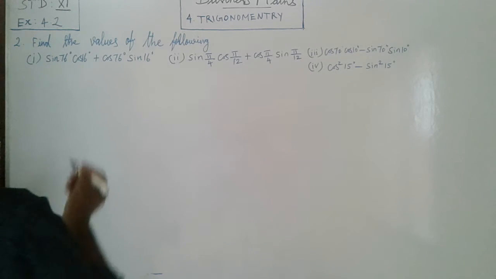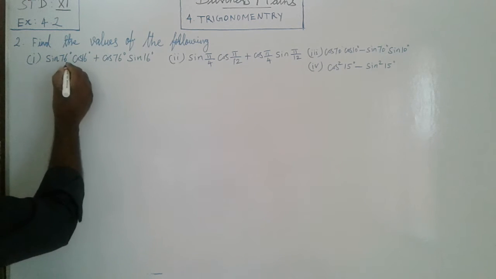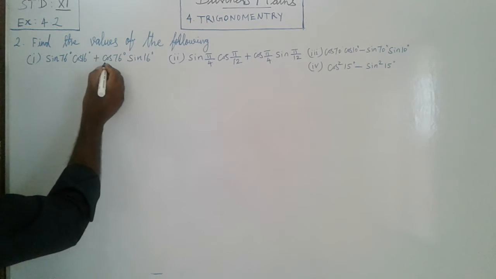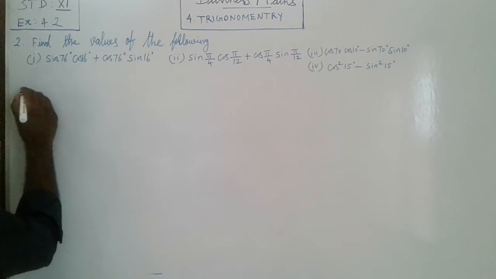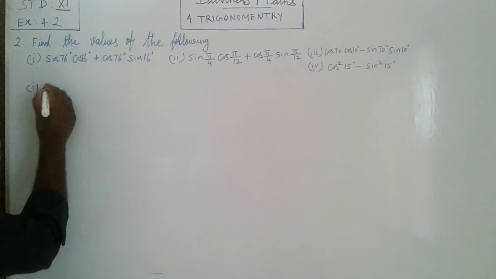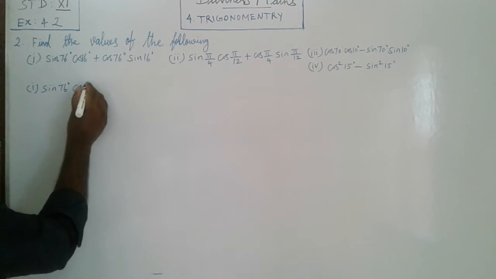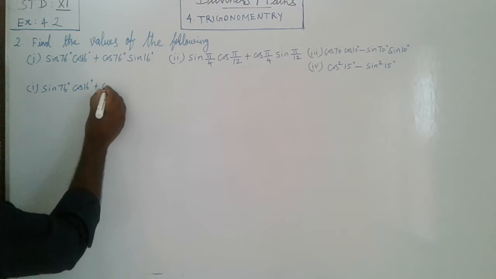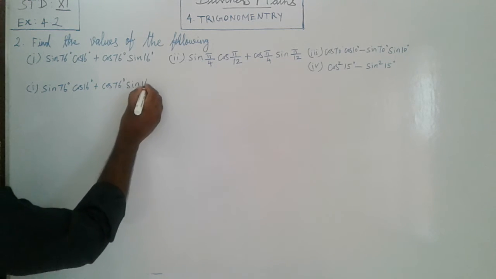Second sum. Find the values of the following. The first one: sin 76 degree cos 16 degree plus cos 76 degree sin 16 degree. So the first sum is sin 76 cos 16 plus cos 76 sin 16.